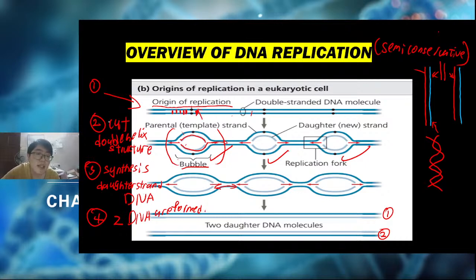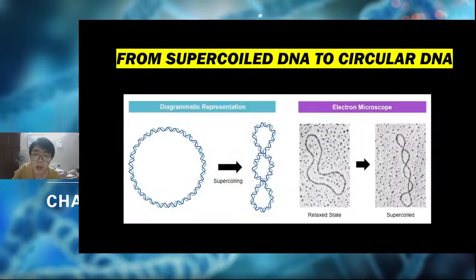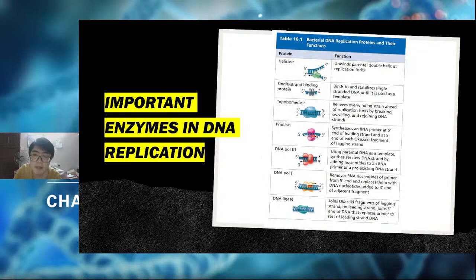In these steps, there are actually many types of enzymes involved. So I will directly show you the enzymes. These are the important enzymes in DNA replication. You see, 1, 2, 3, 4, 5, 6, 7. There are 7 enzymes you have to memorize. It is very important. During the process, I will explain one by one which enzyme is responsible for what.